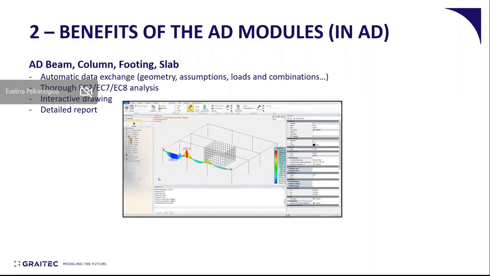Data are generated immediately from advanced design to the module that you would like to design. And at the same time, all the Eurocodes are incorporated. You have the interactive drawing for this module, as well as detailed reports, with all the important information we discussed throughout this webinar for each of these modules: the beam, the column, the footing, and the slab.